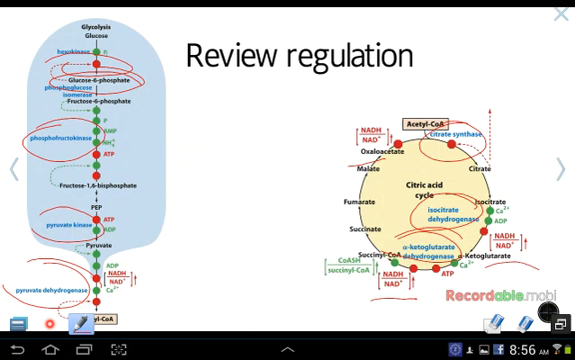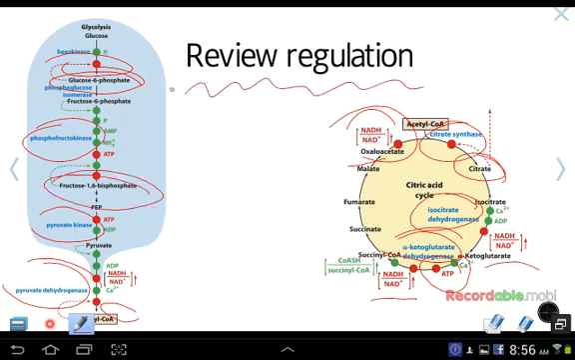enzymes are also regulated by the levels of NADH, ATP, as well as some of the down-chain products such as citrate, acetyl-CoA, fructose 1,6-bisphosphate. So this would be a good time to go back and review all of these regulation points because this could be a good exam question.